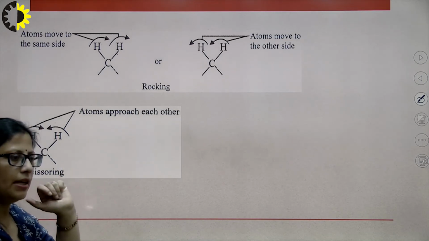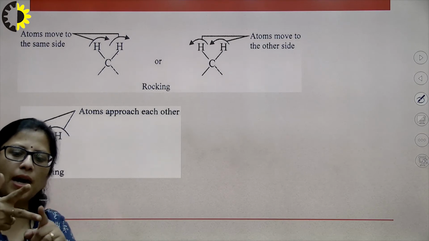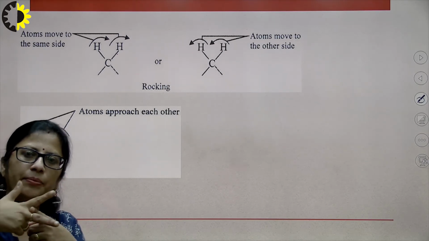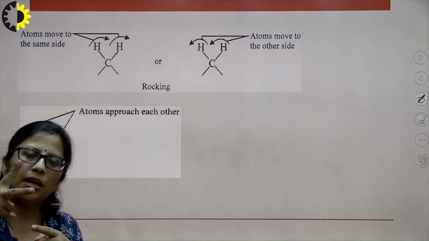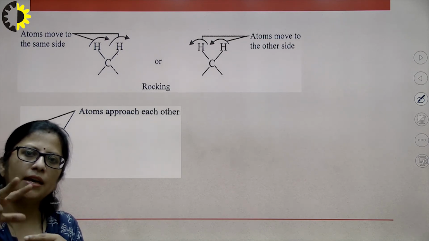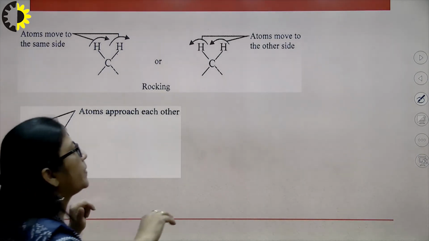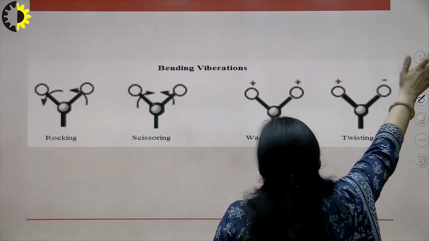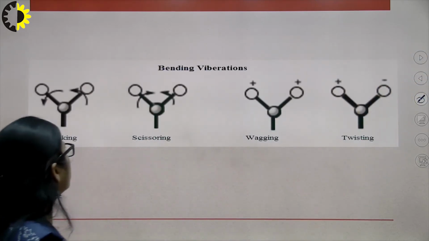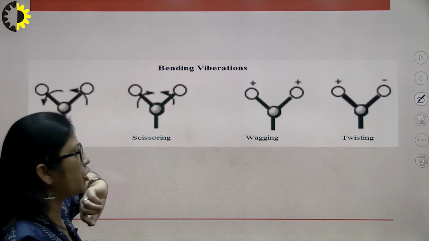And the other case, scissoring, just like a scissor works. When two atoms are joined to a central atom, the movement of the atoms is like this, they are moving towards each other and then away. So, both ways are going to take place. So, this is the scissoring, that is, the two atoms approach each other. So, here again, rocking is the movement in the same direction, and scissoring is towards each other.